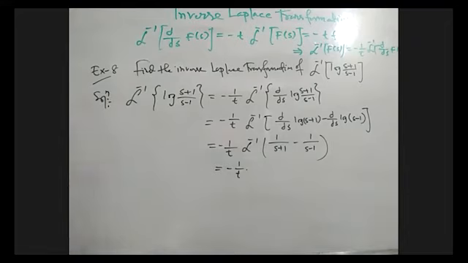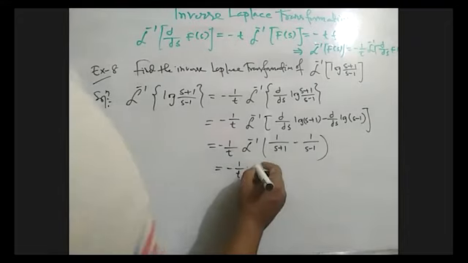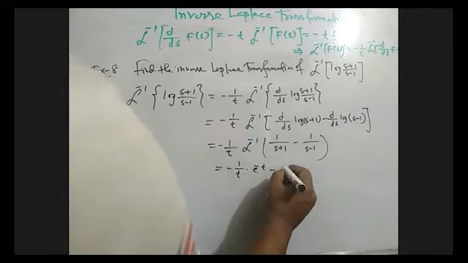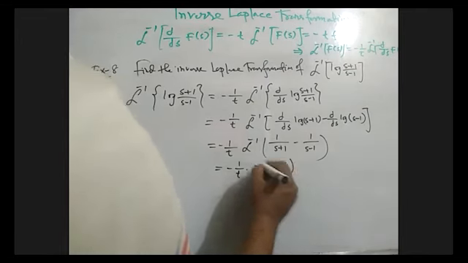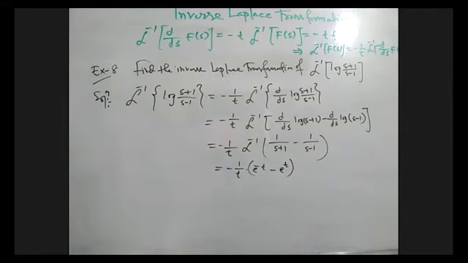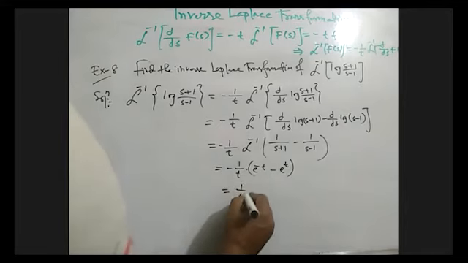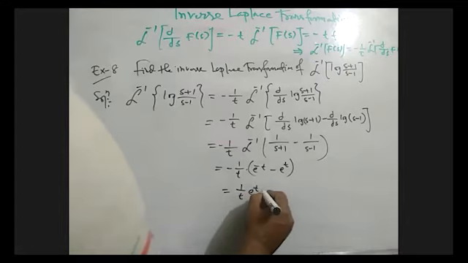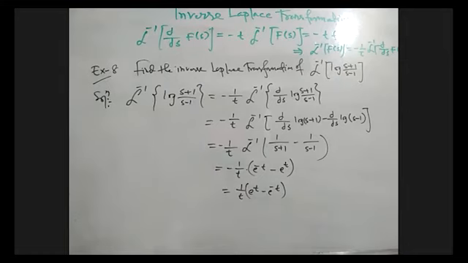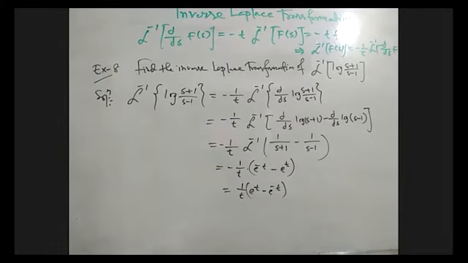Now we can find it easily. This is the formula of e to the power minus t minus e to the power t from the table of inverse Laplace transformation. So we can write 1 by t, multiplying by minus, we get 1 by t times (e to the power t minus e to the power minus t). So this is the result for finding the inverse Laplace transformation for this example by using the derivative properties.